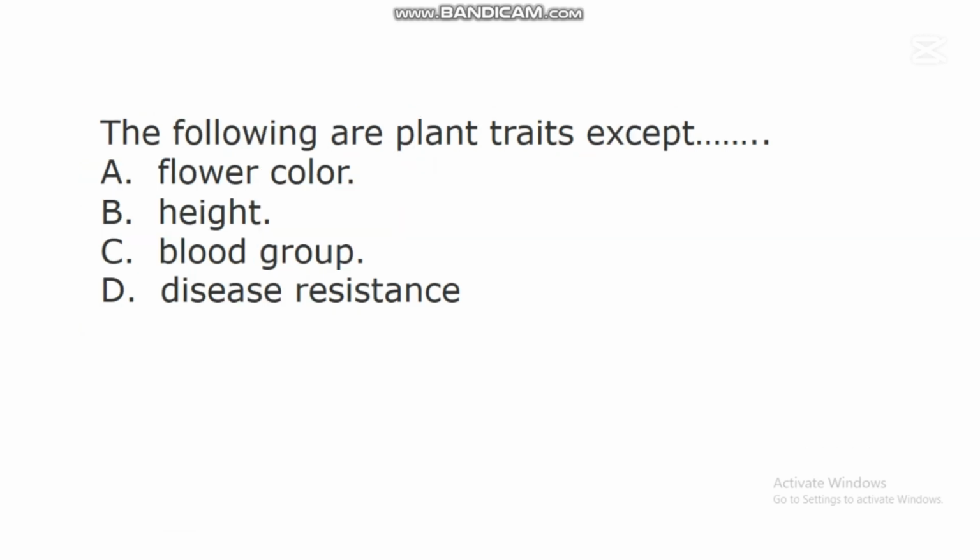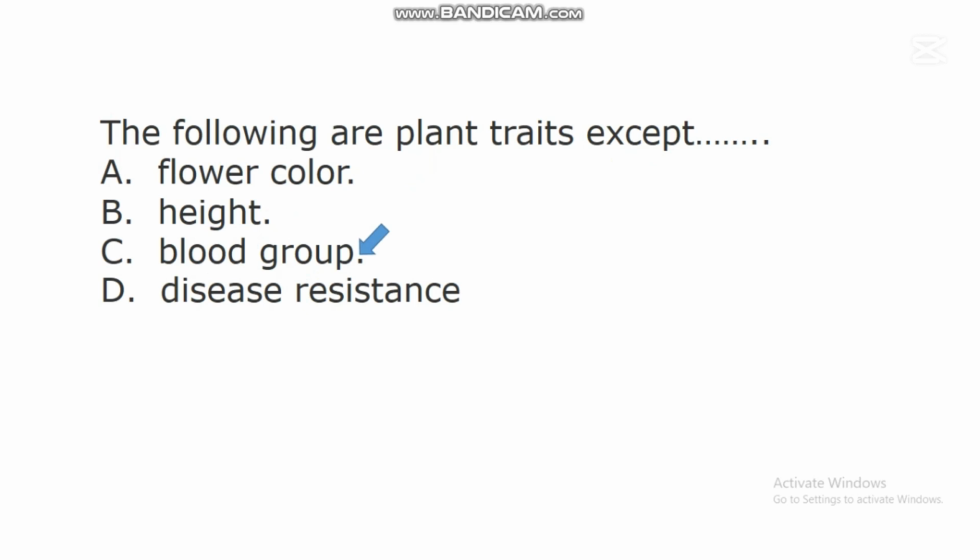The next question says, the following are plant traits except dash. A. Flower color. B. Height. C. Blood group. D. Disease resistance. In this question, the correct answer is C.